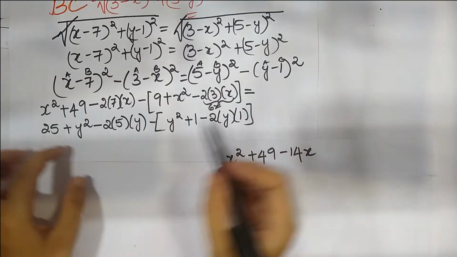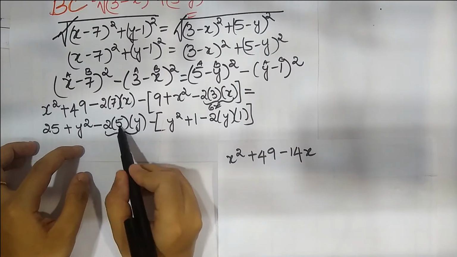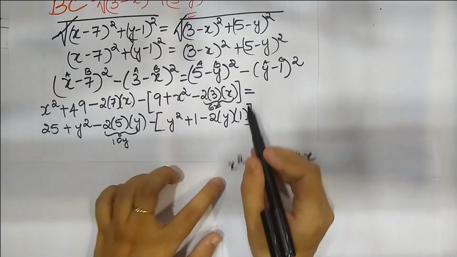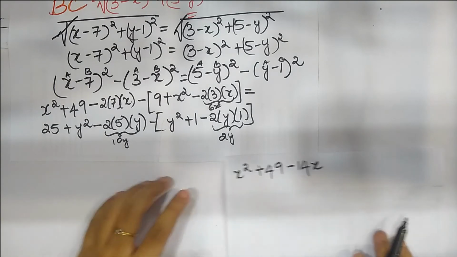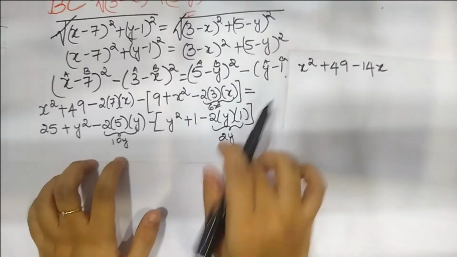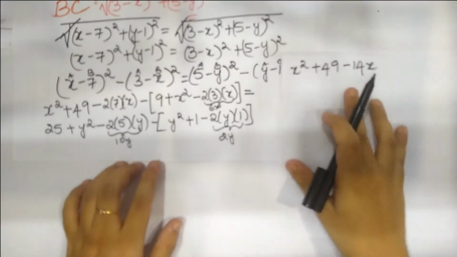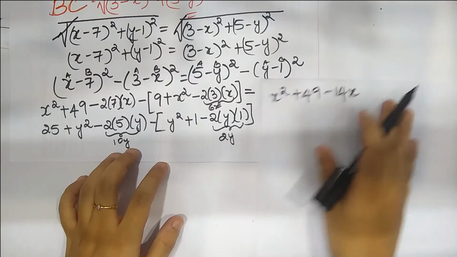So let us just write that down for everything here. It will become 5 2s are 10. So this will become 10y. Here it will be 2 cross 1 is 2. So it will be 2y here again. So this will make your work easy. So then we have already done that.